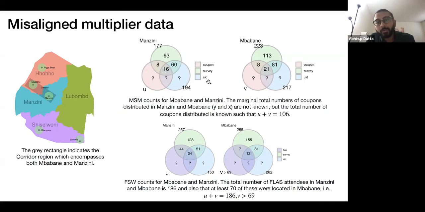Then we have the unique object ID, and we have a similar structure as we saw earlier. We know the marginals, but of course we don't know these. But then for the coupons that were distributed, we don't even know these marginals. All we know is that there were a total of 106 coupons distributed for the corridor region, which is both Babane and Manzini. So U plus V is 106.